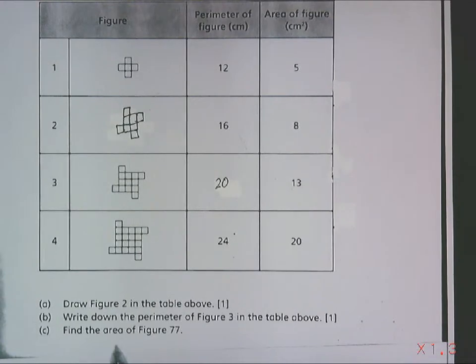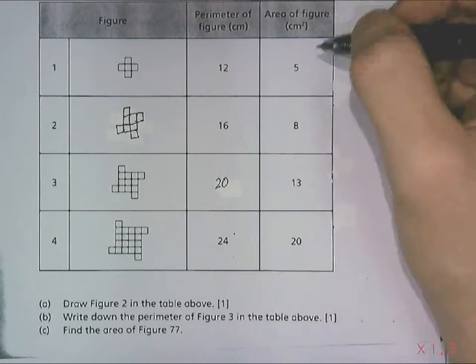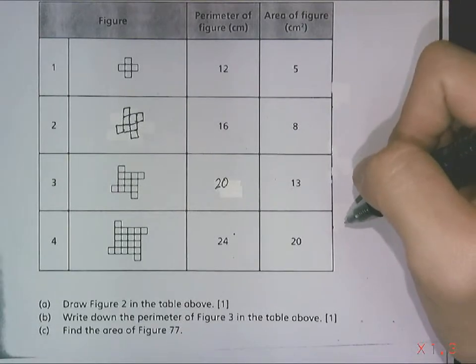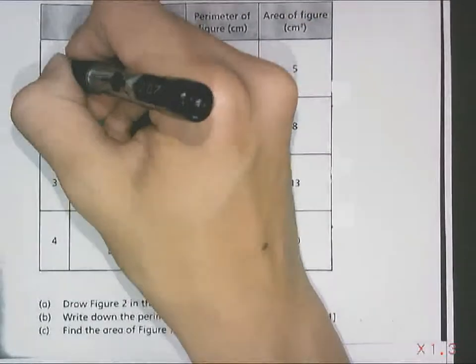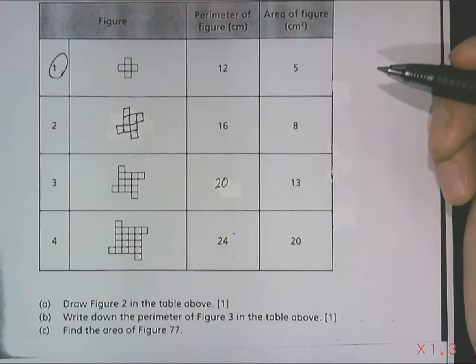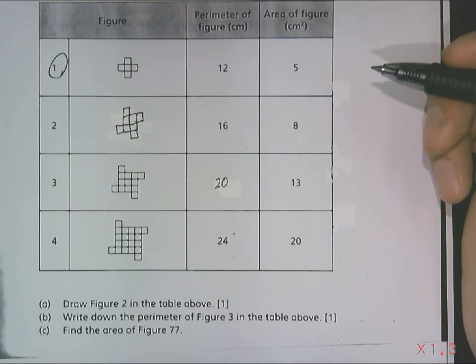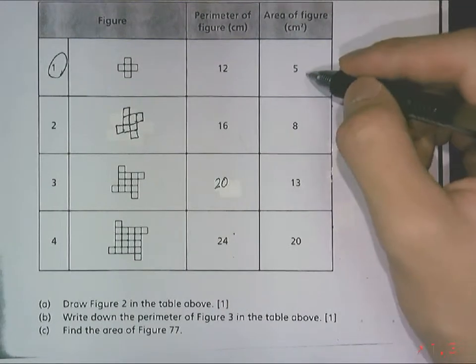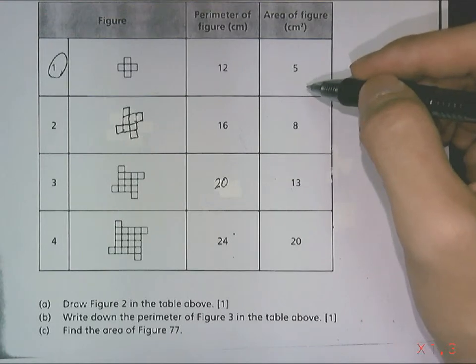Part C asks us to find the area of figure 77. So we have to find the pattern in each of the numbers here first, in relation to the figure number. For example, figure number 1 has 5 squares, so the area will be 5 cm square.